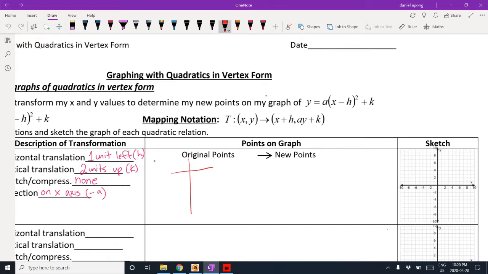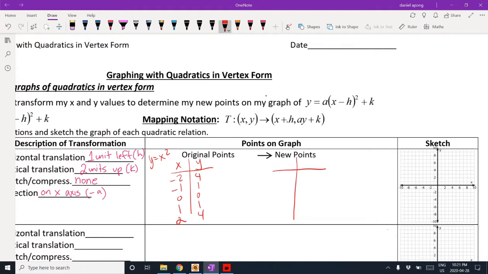So let's take our key points. What were they? So these are the key points for y equals x squared. So we have our x and our y, and if you remember, we look at negative 2, negative 1, 0, 1, and 2, and our y values are going to be 4, 1, 0, 1, and 4, and that's just plugging it into this equation here to get those y values. So let's get our new points. And to do that, there's a little bit of a transformation we have to do to it.